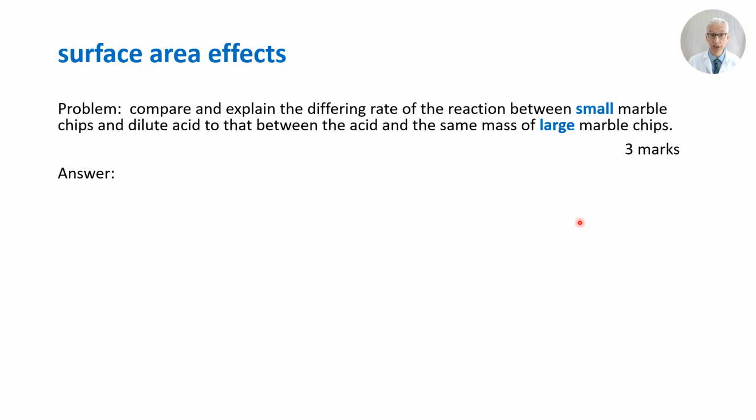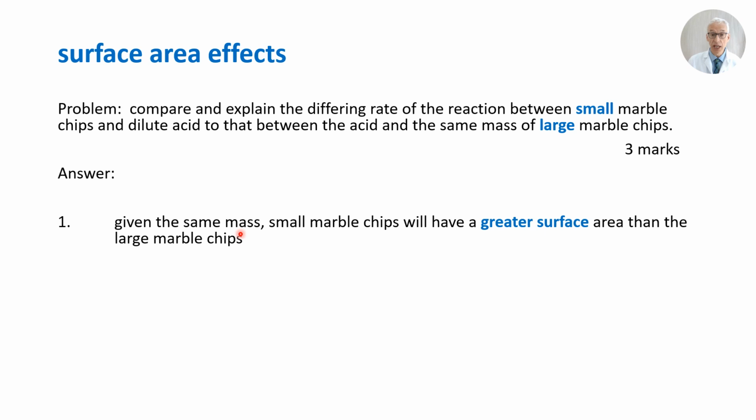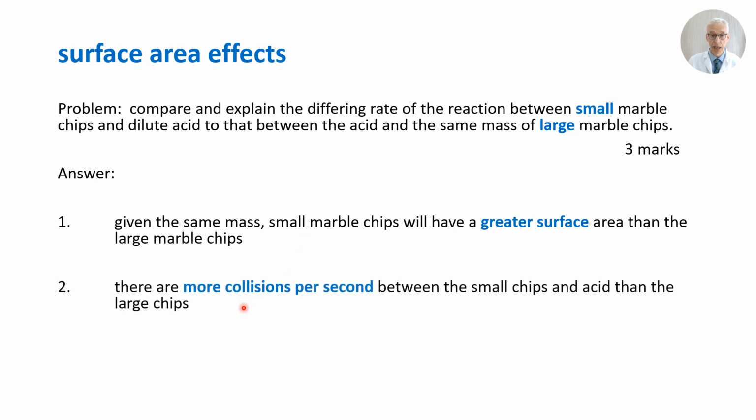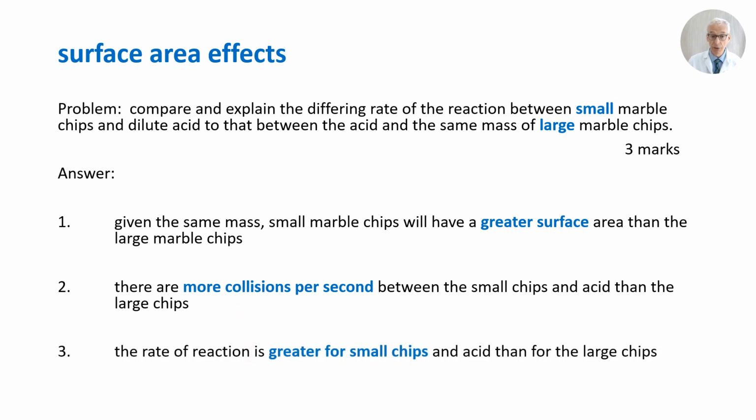Okay, so to reveal, given the same mass, small marble chips will have a greater surface area than the large marble chips. Therefore, there are more collisions per second between the small chips and acid than between the large chips and the acid. Therefore, the rate of reaction is greater for small chips than for the large marble chips.